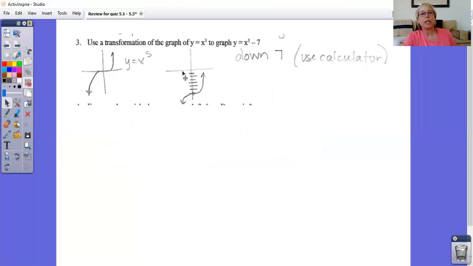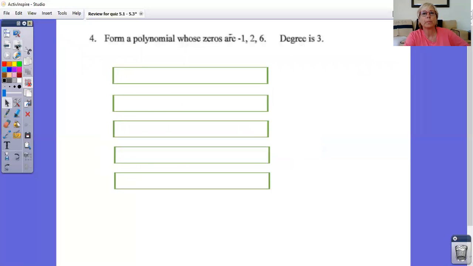You still have to transform functions. So if I have x to the 5th, I just graphed that on my calculator and have a little function looking like this. And if I have x to the 5th minus 7, that function is just going to shift down 7 units. But you can graph it on your calculator, just make sure you know what's going on.